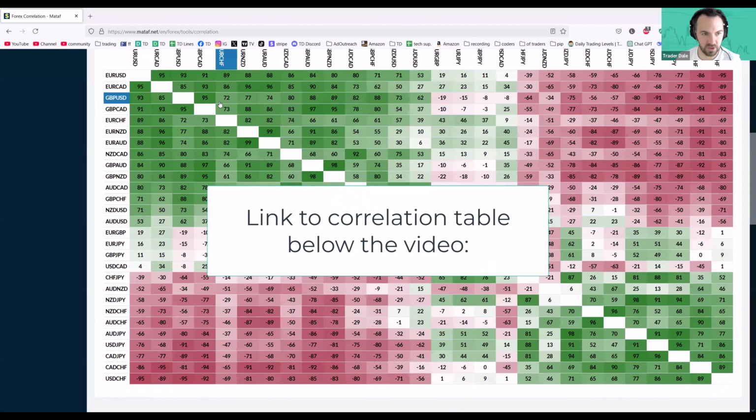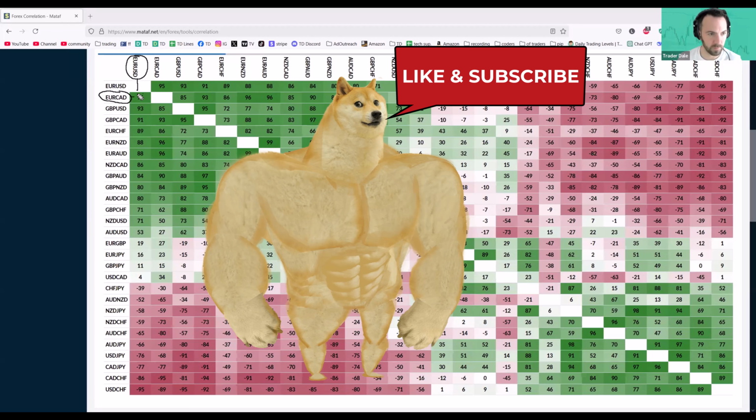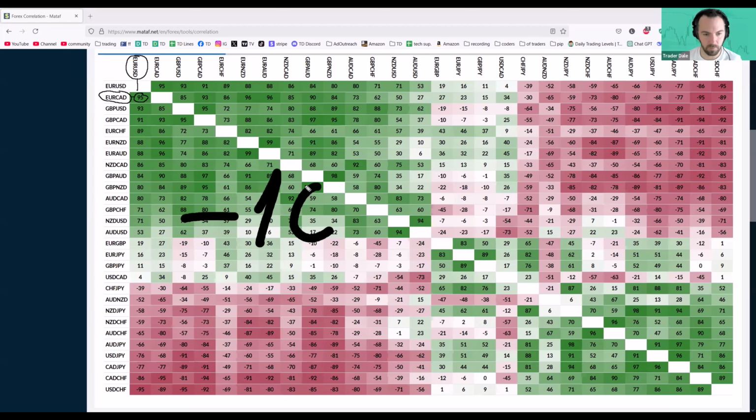This is a correlation table and it shows how the charts of two currencies move the same way, right? Let's take a look at this table here and set some example. Let's, for example, check out the correlation between Euro Canadian dollar and Euro dollar, right? So you always compare two symbols, right? So the correlation between those two is 95. Correlation is always between minus 100 to plus 100.